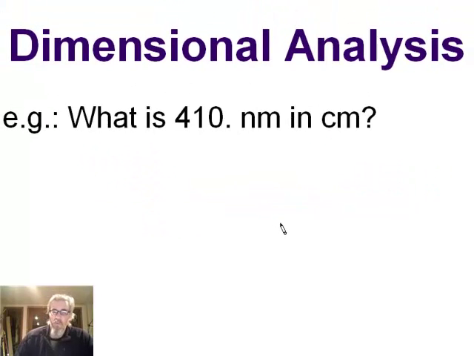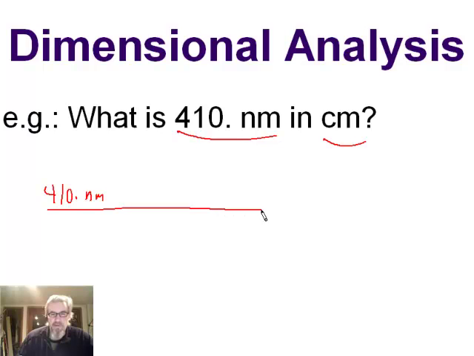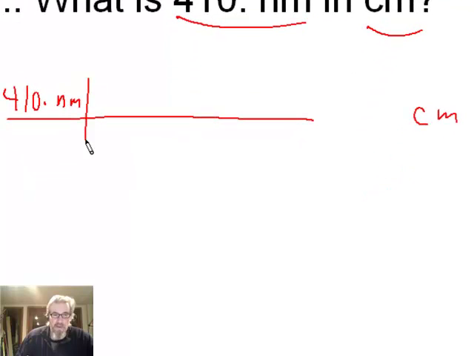You can extend this technique for more than one step if you need to. For example, if I wanted to know what is 410 nanometers in centimeters, I might set it up this way. 410 nanometers is my starting point. Centimeters is my ending point. How am I going to get there? Well, here's one way. I know that there are 1 billion, or 10 to the 9th, nanometers in 1 meter. So multiplying by the ratio that I just wrote there doesn't change the size of this length. But it does change the unit, because now nanometers are going to cancel. Well, I don't want meters. That's what I'm ending up with here.